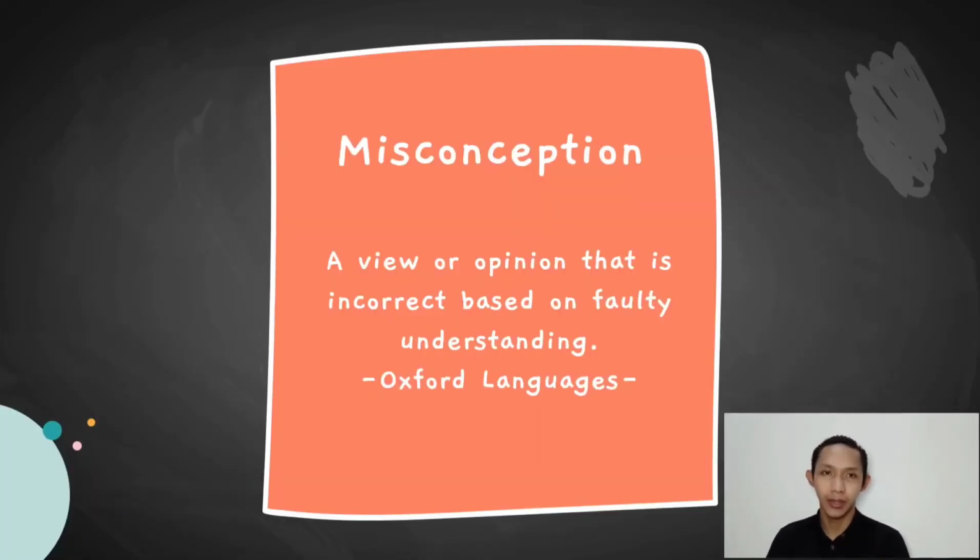So, what is misconception? Based on general definition from Oxford Language Dictionary, it is a view or opinion that is incorrect based on faulty understanding. Basically, it is an incorrect idea which came from lacking of scientific evidence and knowledge and therefore created incorrect understanding about the idea.